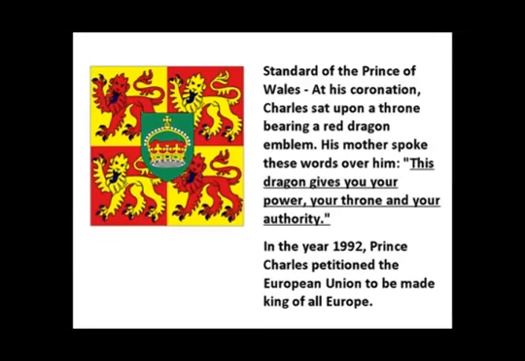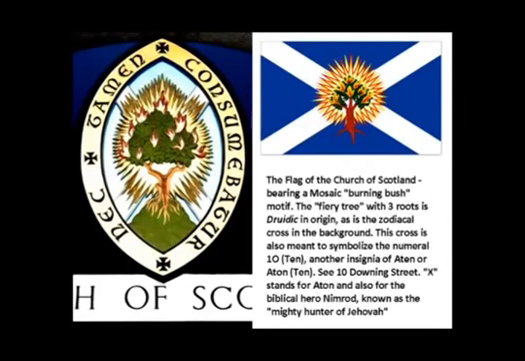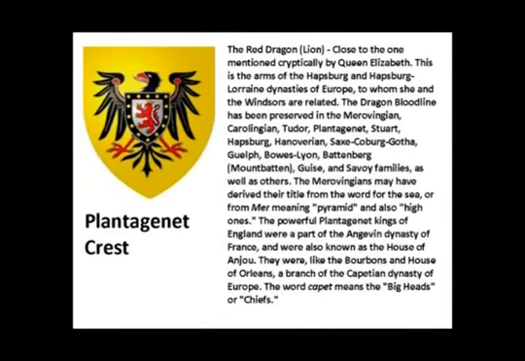Here we have the flag of the Church of Scotland, bearing a mosaic burning bush. The picture on the right shows you the three roots. And this cross on the flag is meant to symbolize the number 10, just like in the Roman numerals. Here we have the Plantagenet crest. This is a French dynasty that ended up being kings of England. The red dragon is in the center. It's so close to the one mentioned cryptically by Queen Elizabeth.